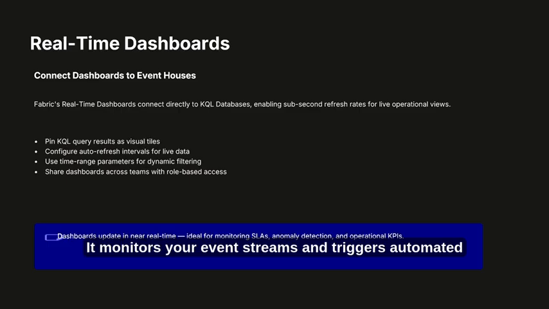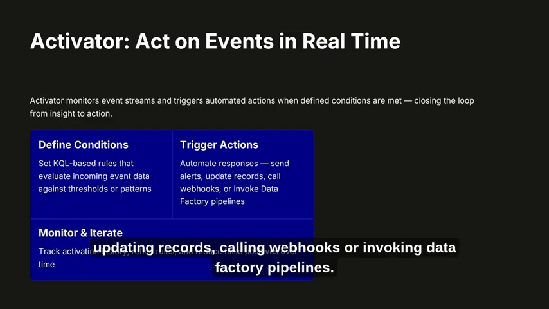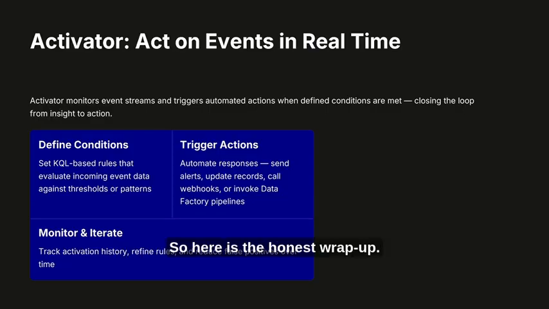It monitors your event streams and triggers automated responses the moment defined conditions are met. You trigger actions, automate responses like sending alerts, updating records, calling webhooks, or invoking Data Factory pipelines. And you monitor and iterate, tracking activation history, refining your rules, and reducing false positives over time.